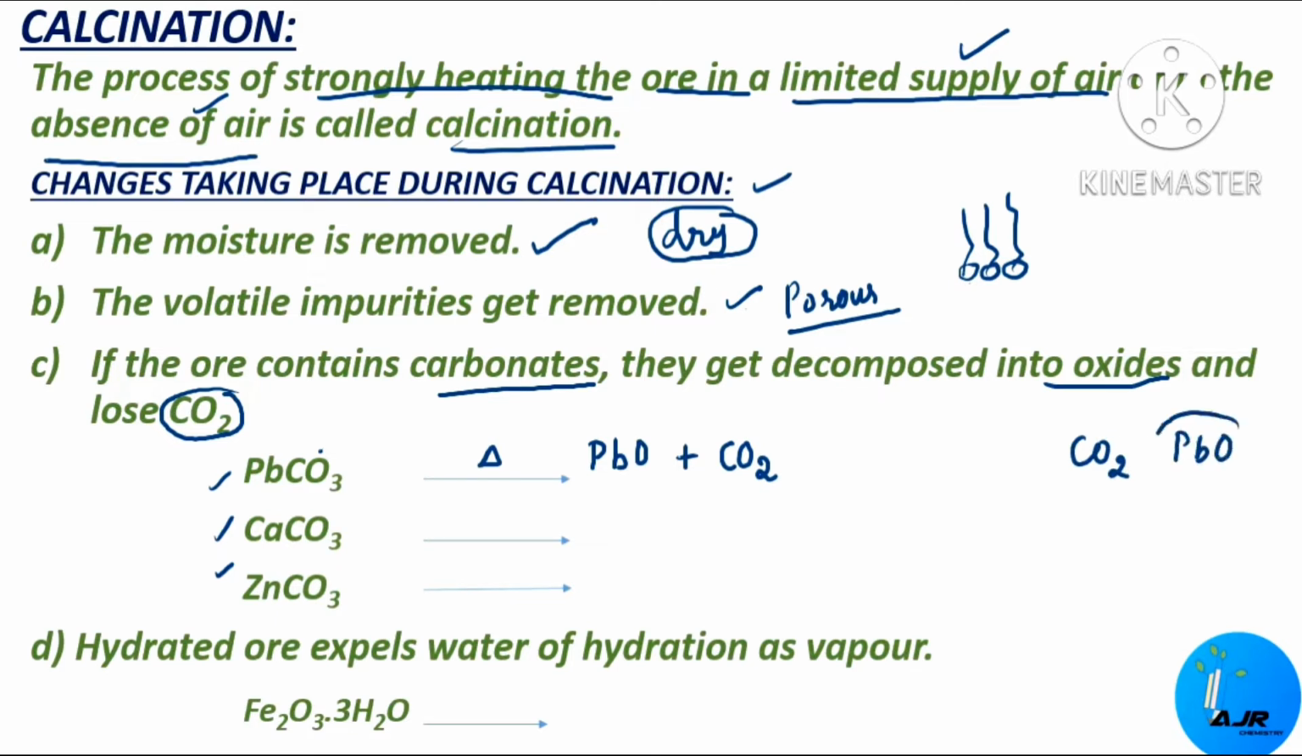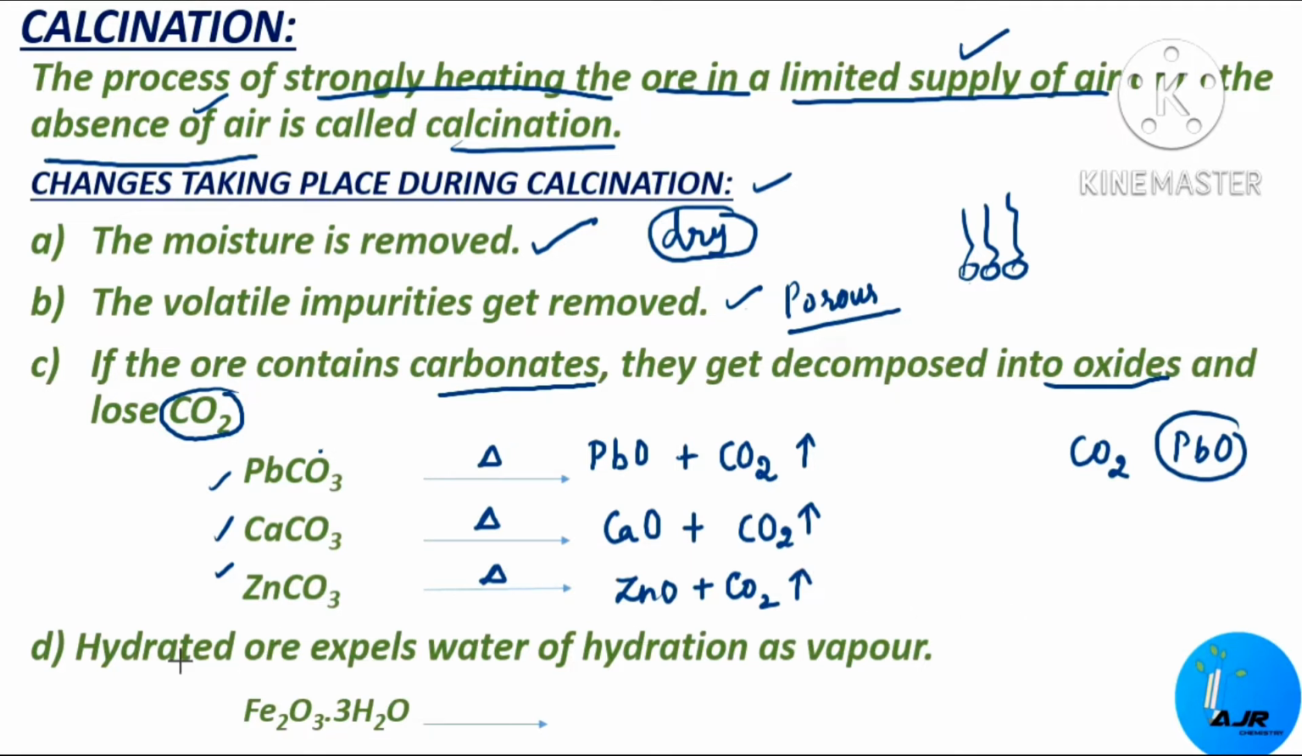Here also, the calcium carbonate gets converted to calcium oxide, and the rest is carbon dioxide, which goes out. Now zinc carbonate, when heated, gets converted to zinc oxide plus carbon dioxide. This is also a gas, so automatically it goes out.